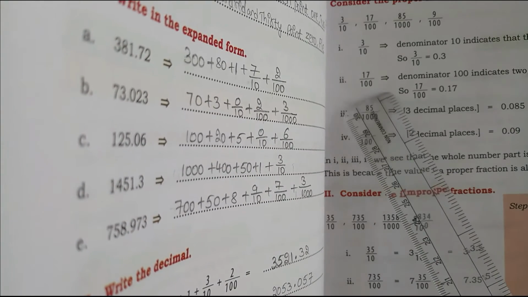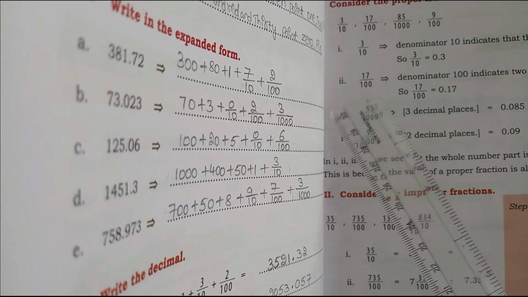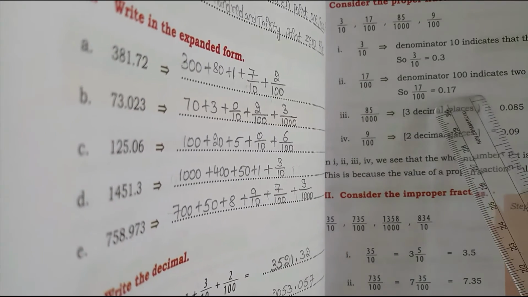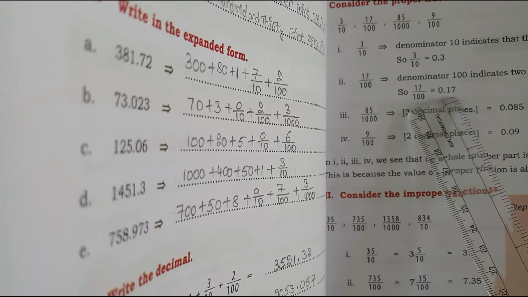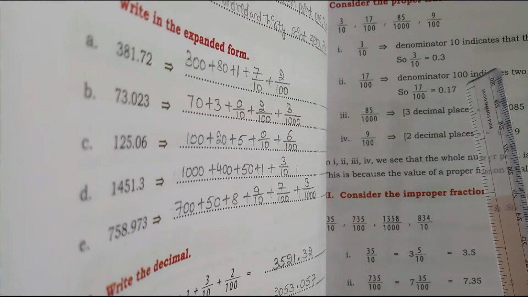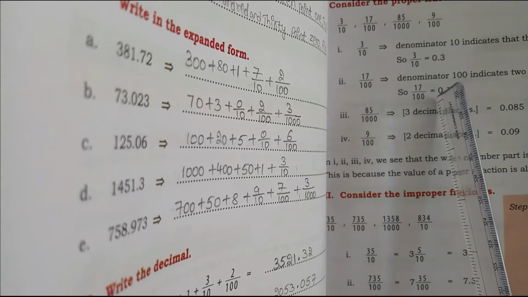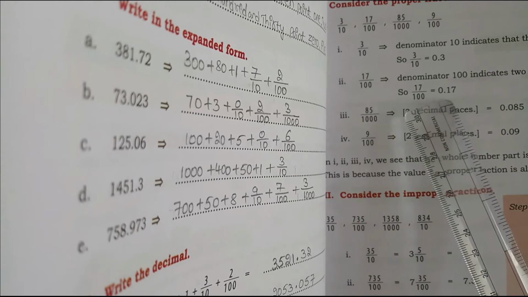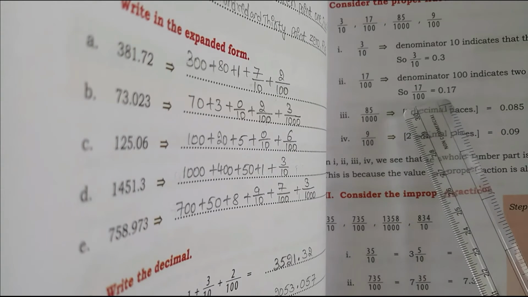In the second number, see 17 by 100, the denominator 100 indicates two decimal places, right? So how will we do it? Now divide 17 by 100, that means 0.17. Two decimal places we got here, right? To place the point, we start counting from right to left. See, from right to left we are counting and we are pointing the decimal here. Is it clear?